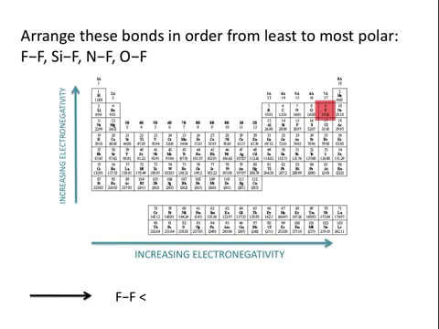Following the general trend that the polarity of a bond increases as atoms of an element get further apart on the periodic table, the least polar bond after the fluorine-fluorine bond would be the oxygen-fluorine bond. As elements get further apart on the periodic table, the bonds tend to get more and more polar. So the nitrogen-fluorine bond would be the next most polar bond. And the most polar bond out of the examples in this problem would be the silicon-fluorine bond, because these two elements are the furthest apart from each other on the periodic table.